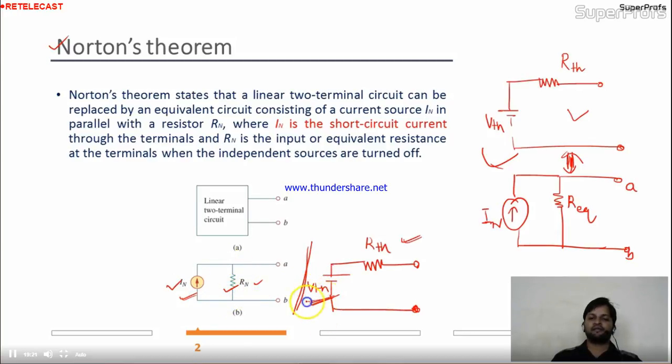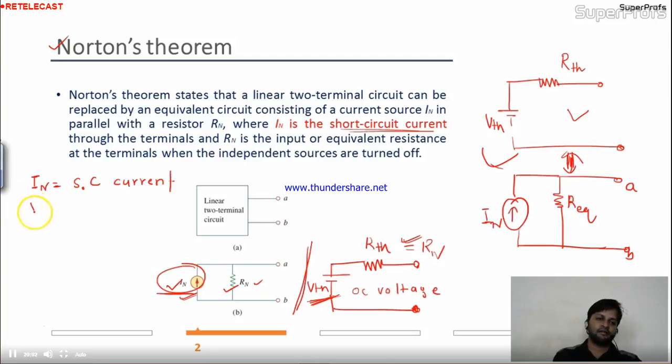Here in the Thevenin theorem, the VTH is the open circuit voltage, right? But here the current will be the short circuit current through the terminals. So see, IN is nothing but the short circuit current. Okay. And RN is the input R equivalent. RN and RTH are both the same. Is it okay to you people? So in the Norton theorem, IN is nothing but the short circuit current.